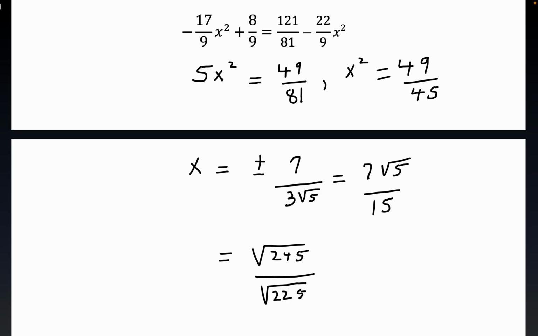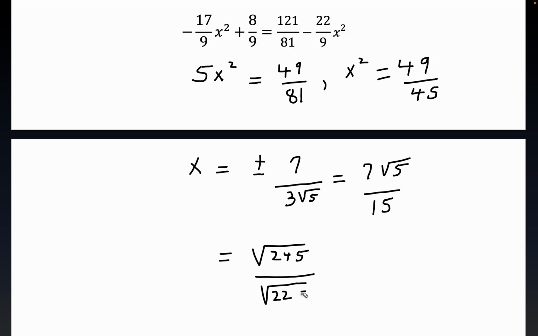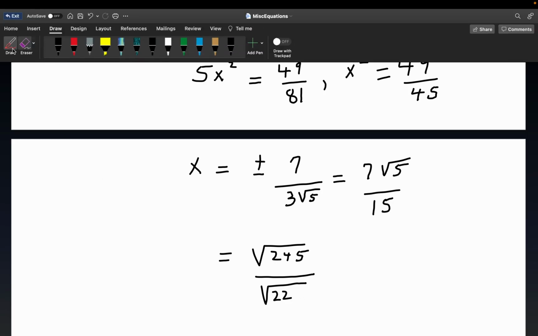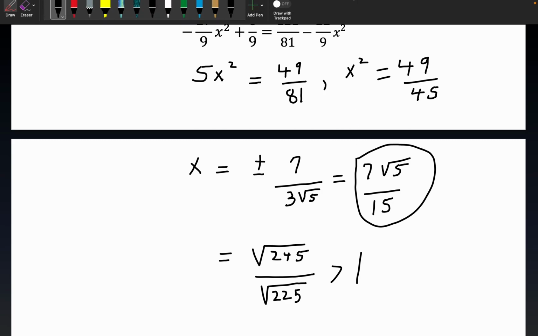Okay, y'all, let me erase that miserable looking 5 right there. Okay, let's get back. So that would be 5 right there, and that's certainly greater than 1, right? Okay, y'all, so we've got our solution here. This irrational number 7 root 5 over 15 is the solution. Hope you enjoyed it.